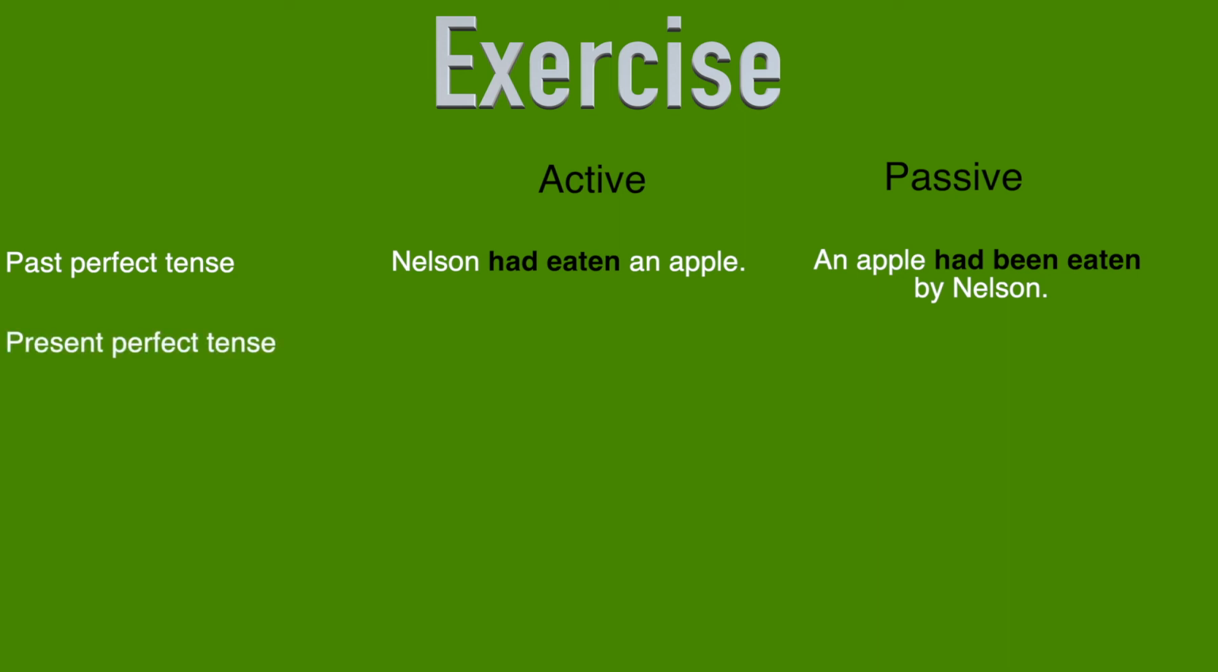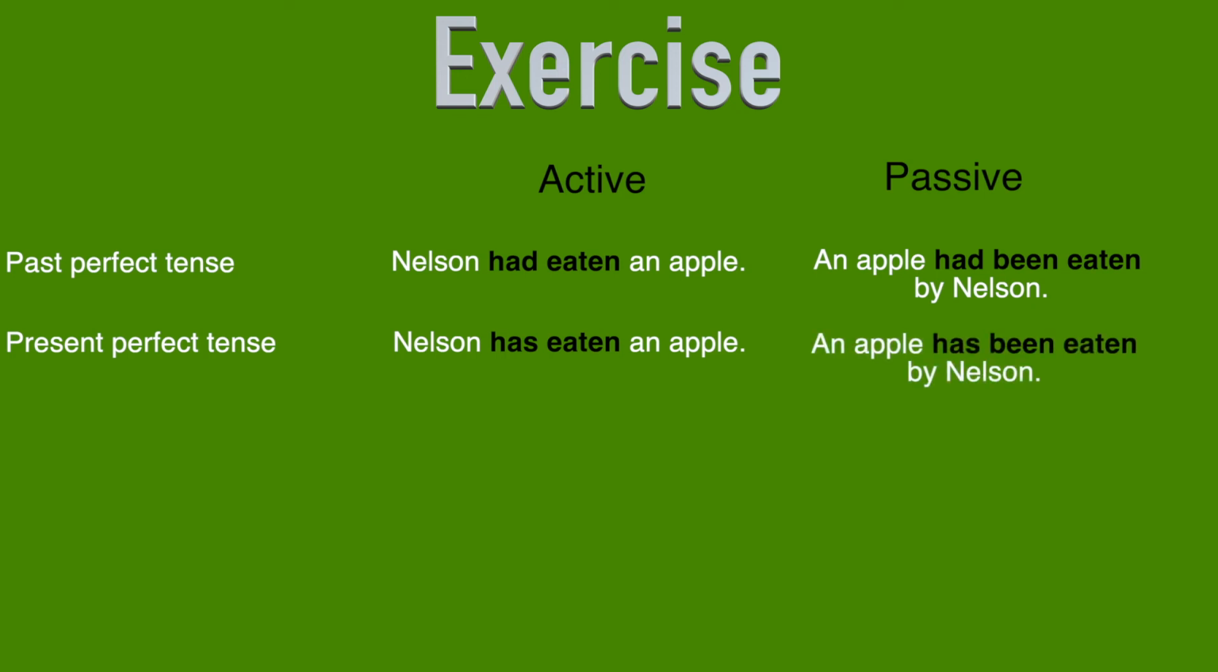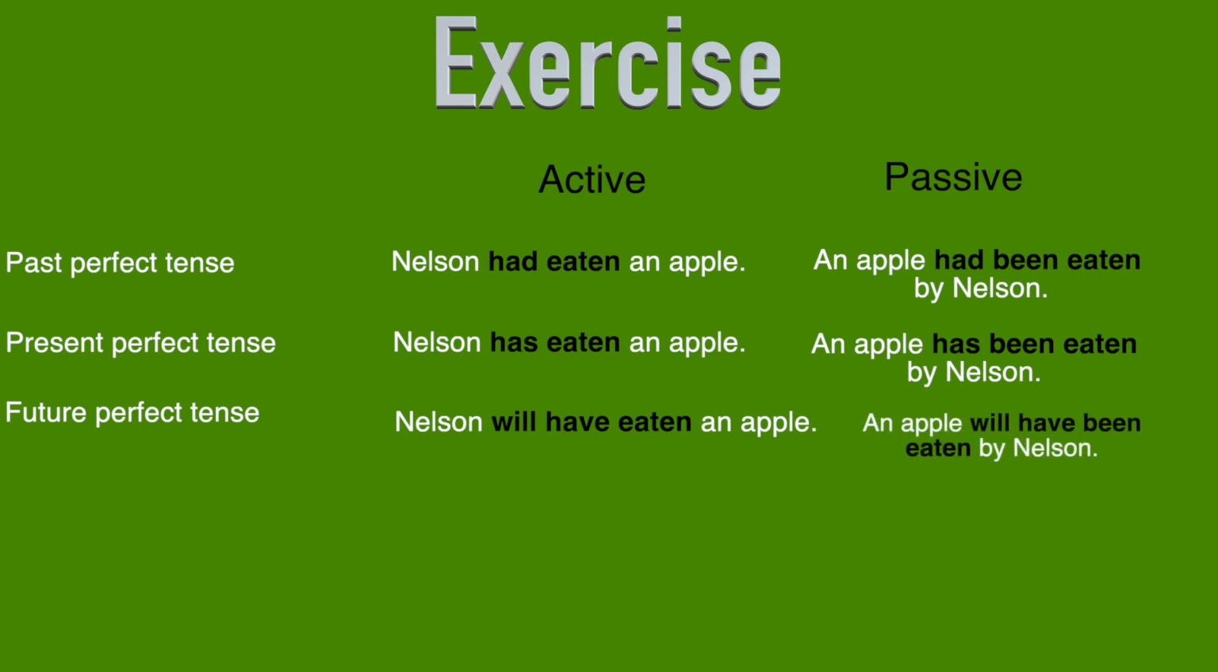We move to the present perfect tense. Active voice. Nelson has eaten an apple. And the passive voice. An apple has been eaten by Nelson. Then lastly, future perfect tense. Nelson will have eaten an apple. Passive voice. An apple will have been eaten by Nelson.